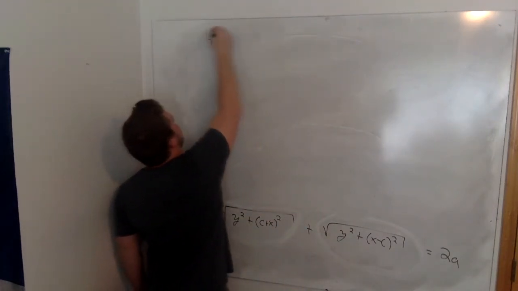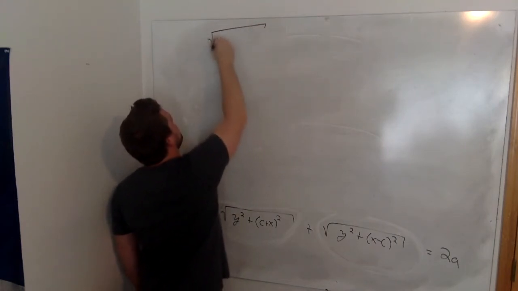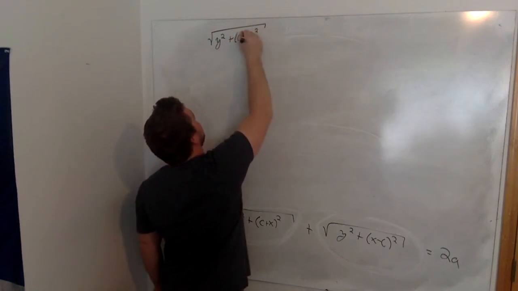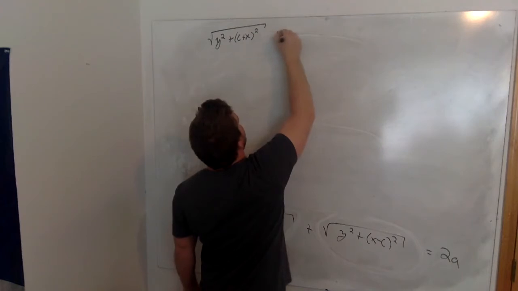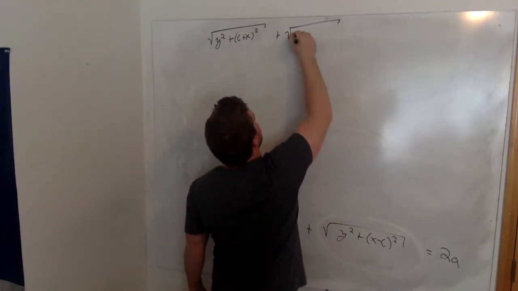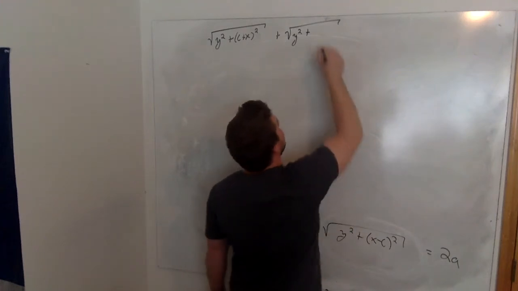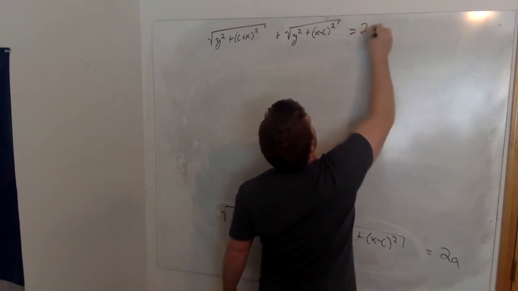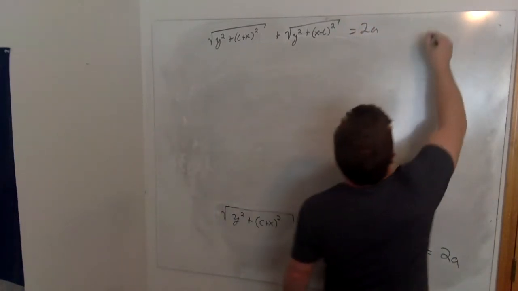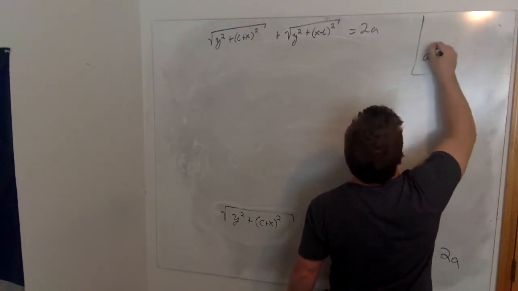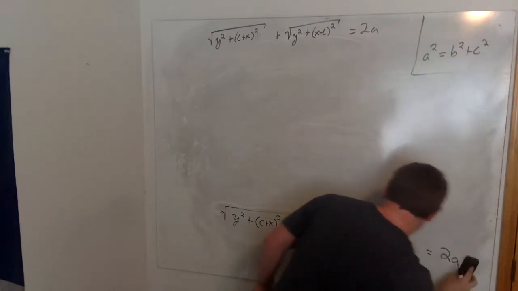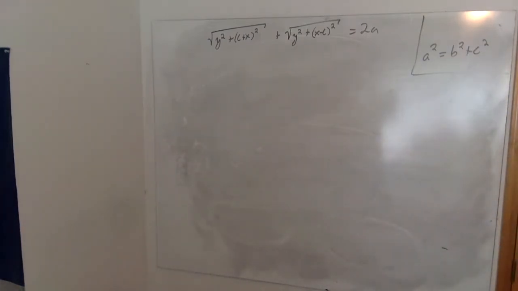Okay, so this is what we have. We have the square root of y squared plus (c + x) squared, plus the square root of y squared plus (x - c) squared, equal to 2a. And what we're going to hold on to, shouldn't have erased it, is that we know that a squared should be equal to b squared plus c squared.